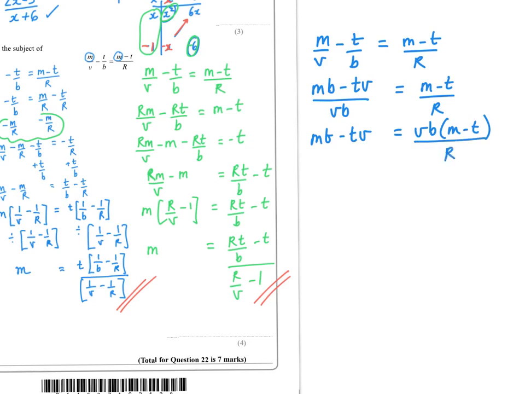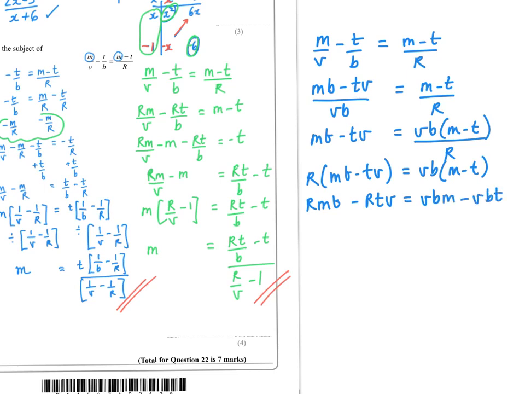And then you could times both sides by R, and you'd have R lots of MB minus TV equals VB(M minus T). And then what you can do is here, you can multiply out the brackets. Now this might seem a long way of doing it, but you will isolate the M in a different way. So you'll have RMB minus RTV equals VBM minus VBT. Then get the M's on one of the sides. So I'm going to take this from both sides.